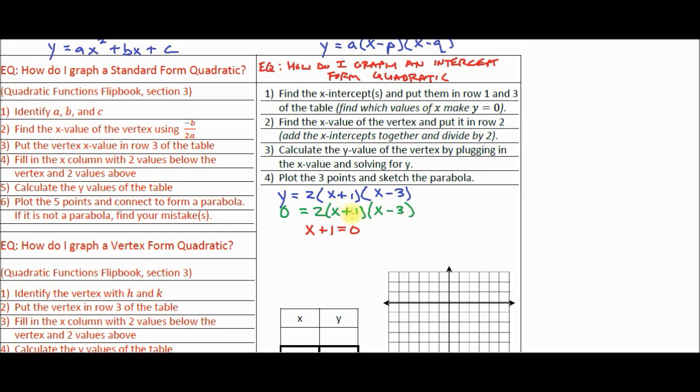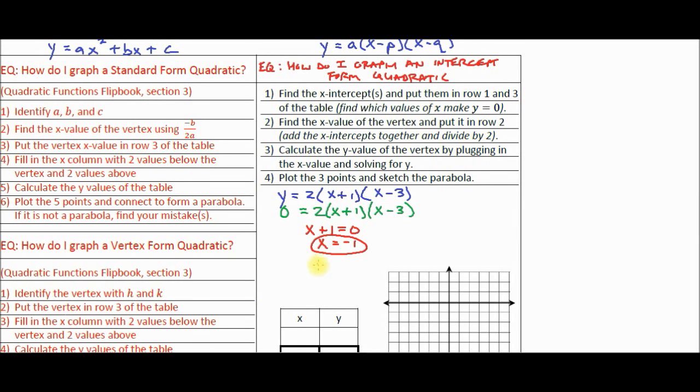If this value here, x plus 1, is equal to 0, then our equation is going to be 2 times 0 times some other number, and that automatically changes to 0. Well, this math is easy. What is the value of x here? Just subtract 1 from both sides, and you'll end up with x equals -1. There's our first x-intercept. Let's go ahead and find the next one.